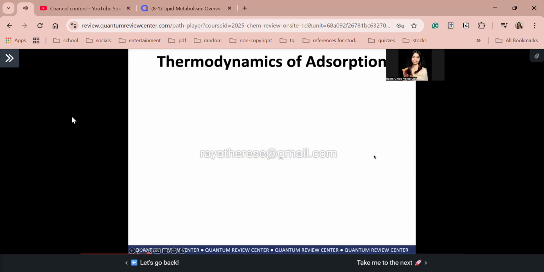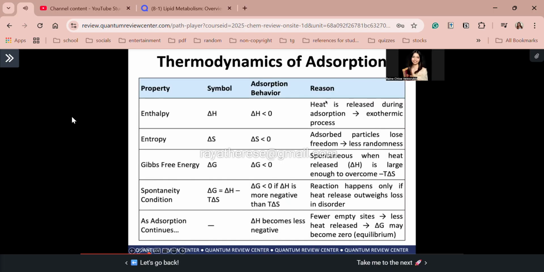Now, let's describe the thermodynamics of adsorption. Here we have the various thermodynamic properties which describe adsorption. First we have enthalpy, delta H. During adsorption kasi guys, there is always a decrease in the residual forces of the surface. Okay? So, there is a decrease in the surface energy na nag-appear as heat. Habang nangyayari yung adsorption na yan, heat is being released. Therefore, adsorption is an exothermic process. Therefore, the sign of the enthalpy of adsorption is negative.